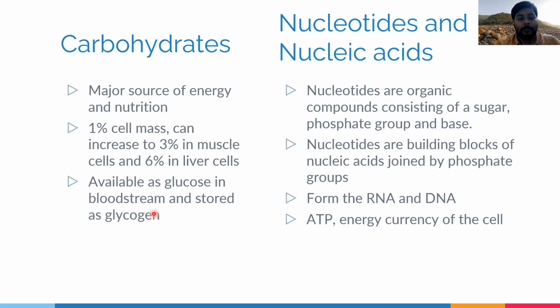But carbohydrates in the form of glucose are always available in the bloodstream and are stored in the form of glycogen in the liver.